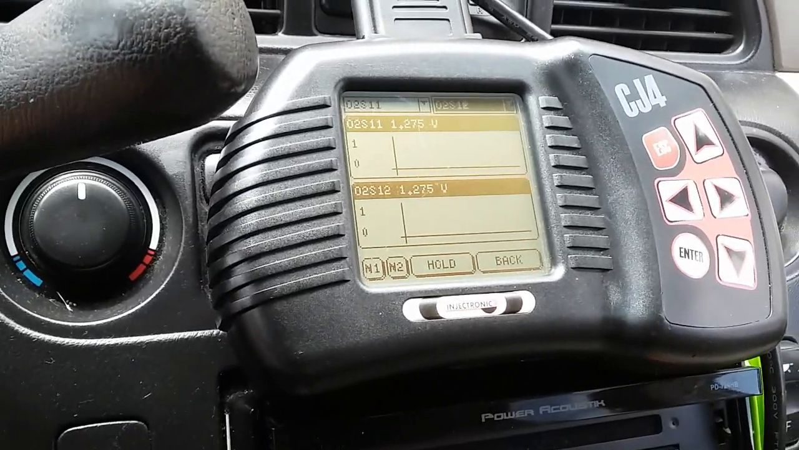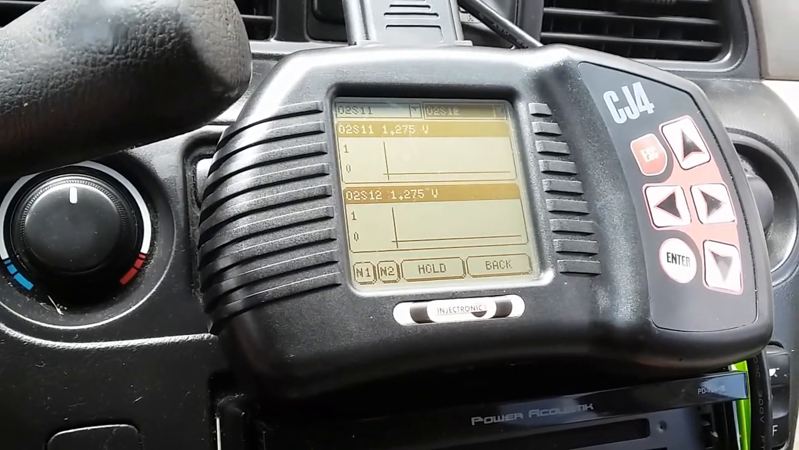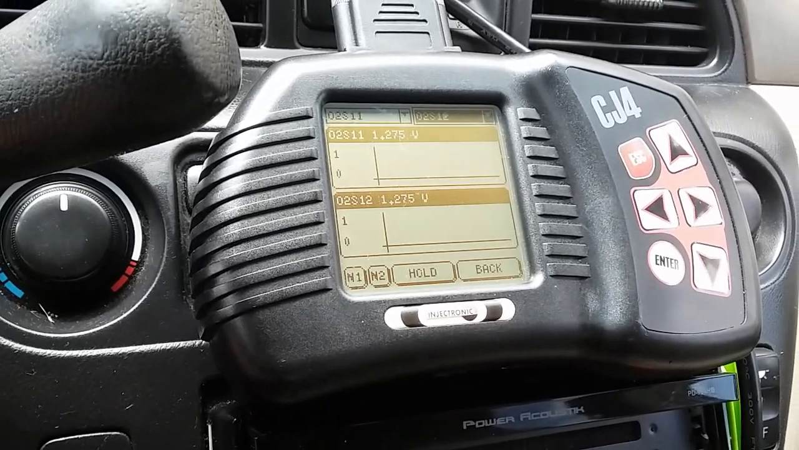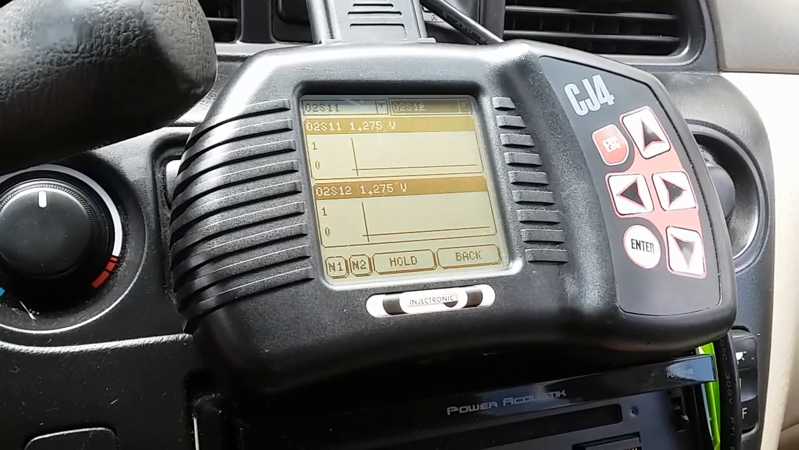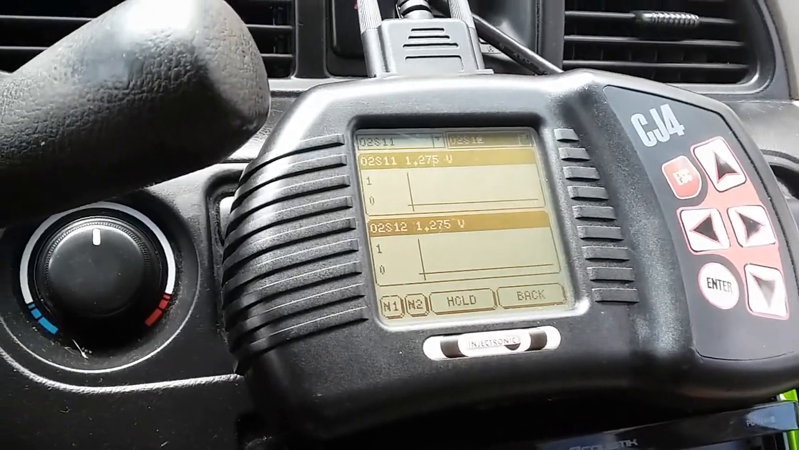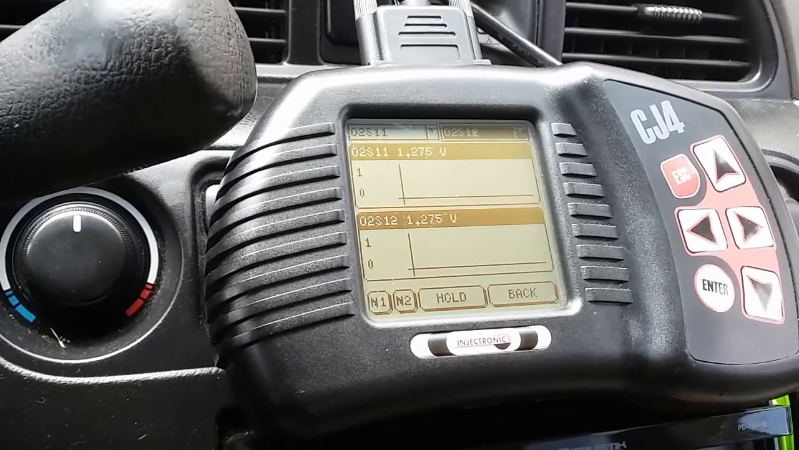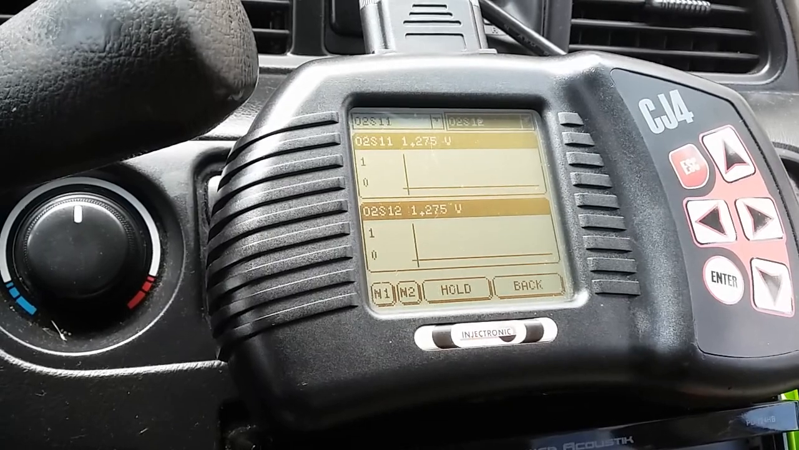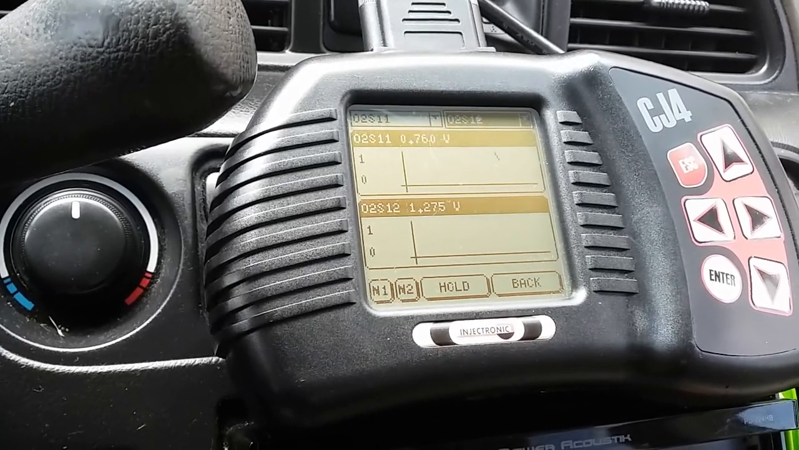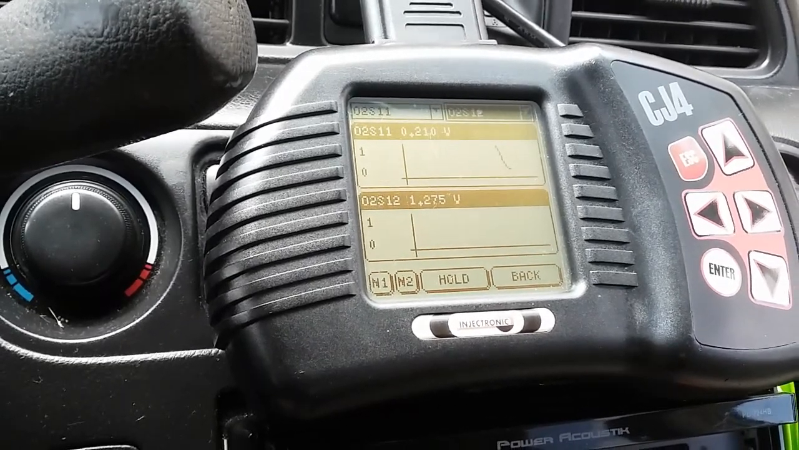So I'm going to start the engine now. The engine's not cold, but it's in a temperature range where it's kind of warm. So during open loop, your O2 sensors will not operate until the vehicle goes into closed loop.